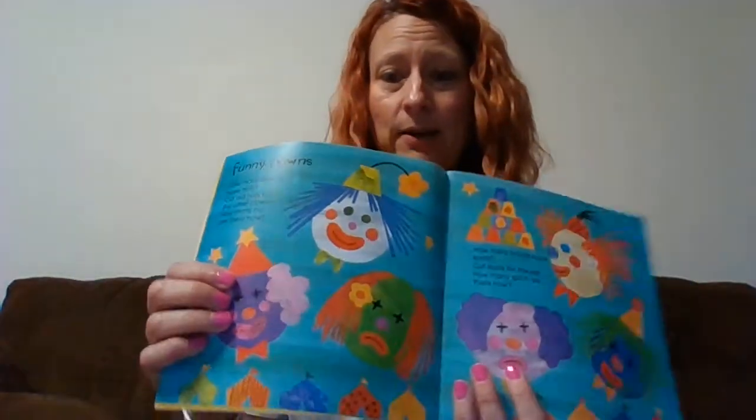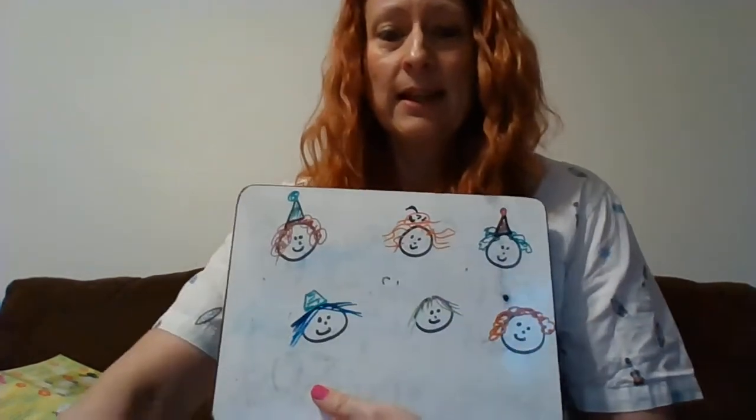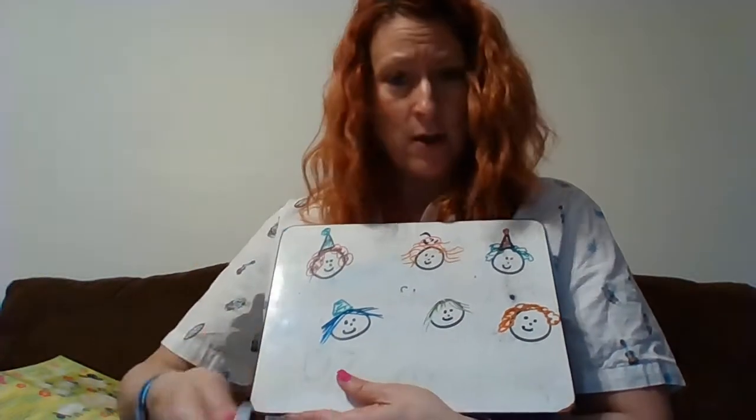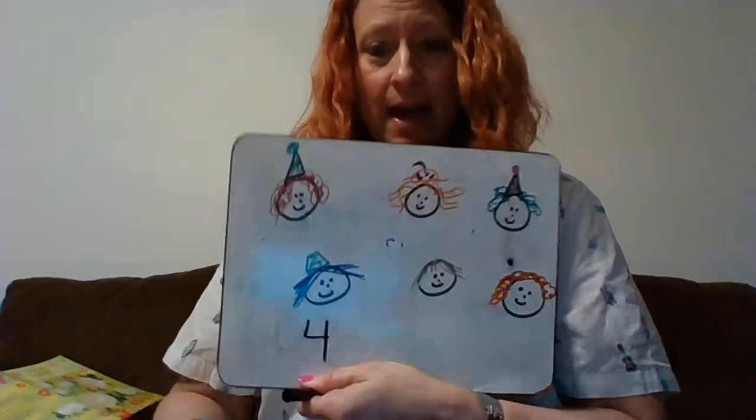All right, let's look at the next page. This is called Funny Clowns. It says, how many clowns have hats? And it says, cut out the hats for the other clowns and find out how many there are. We're not going to cut out hats. We're just going to look at what I have. So how many clowns have hats? There's 1, 2, 3, 4. So I have 4 clowns that have hats.